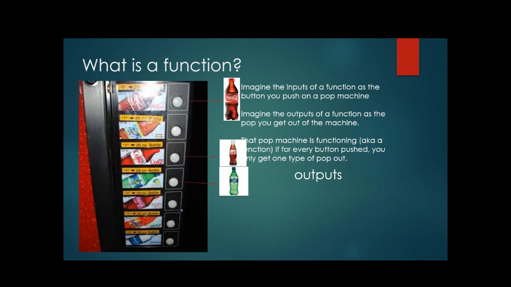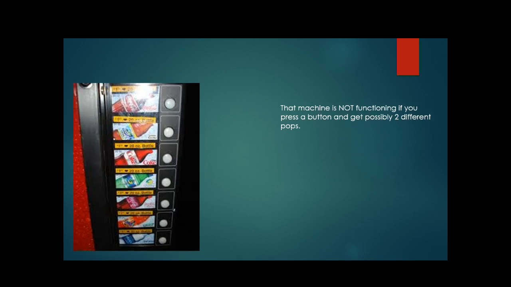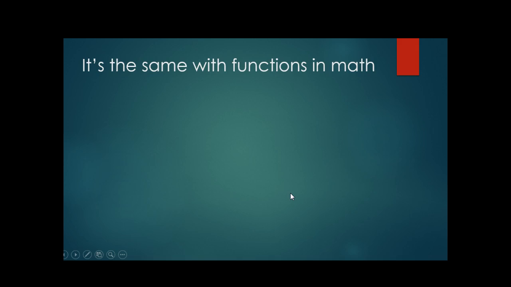So if you push the Coke button, you get a Coke out. If you push the Diet Coke button, you get a Diet Coke out. And you press the Sprite button, you get a Sprite out. That's a functioning machine, or it's a function. That machine is not functioning if you press a button and get possibly two different pops. So let's say you press this Coke button, and you could either get a Coke or a Diet Coke. That would not be a functioning machine. That would not be a function.